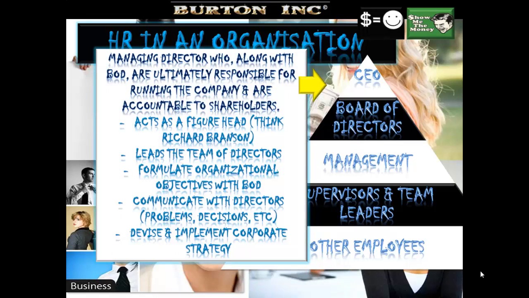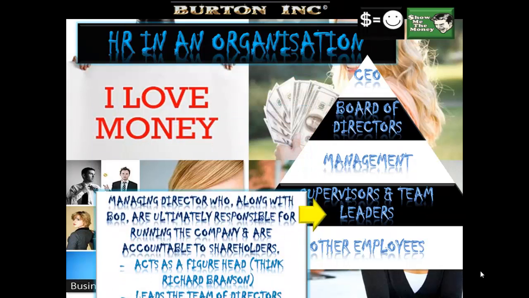So the managing director, the CEO, along with the board of directors, these are the people who are ultimately responsible for running the company. They report to the shareholders at the annual general meeting. Now the CEO also acts as a figurehead. You can think of people like Richard Branson here, Warren Buffett. They lead the team of directors, come up with the organisational objectives in conjunction with the board of directors, and communicate problems and decisions with directors. These are the people that are responsible for corporate strategy, coming up with it, devising it, and overseeing the implementation of that strategy.